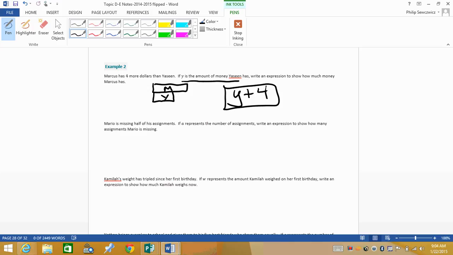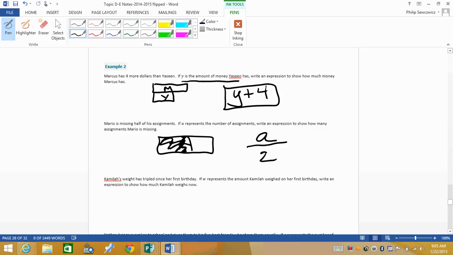All right, the second one shouldn't be too bad here. Mario is missing half of his assignments. If A represents the number of assignments, he's missing half of them, so it's kind of like we're cutting it in half. Write an expression to show how many assignments Mario is missing. Well, we can take his assignments. If we cut it in half, that means to divide by 2. Remember, we do want to get comfortable using that fraction bar instead of the division symbol. So just get used to that. A little adjustment there, I understand.